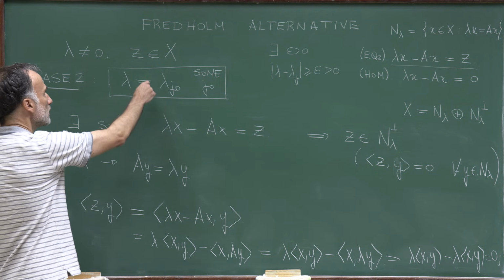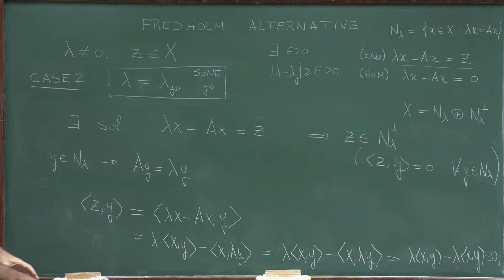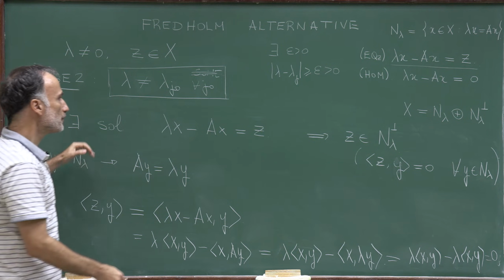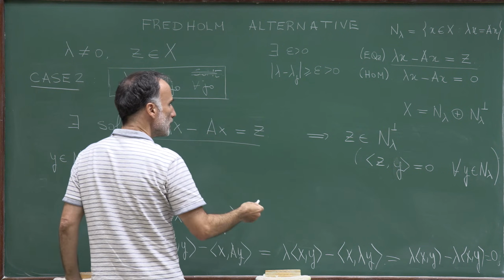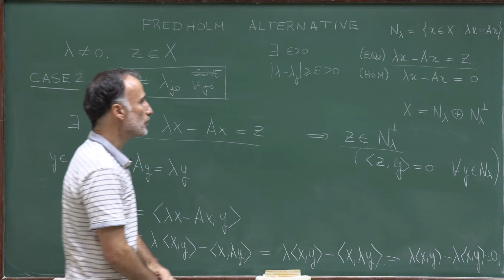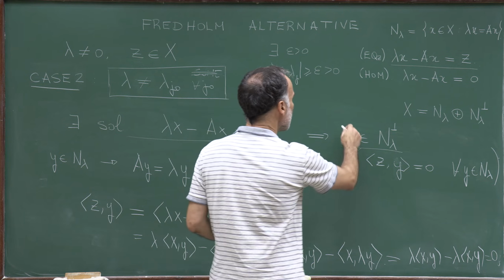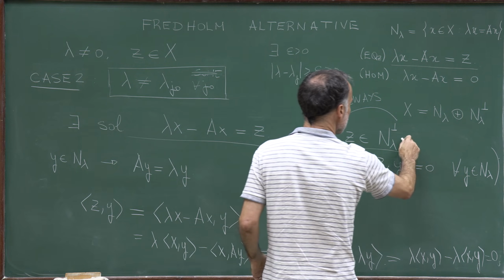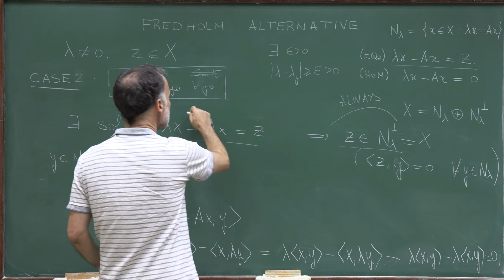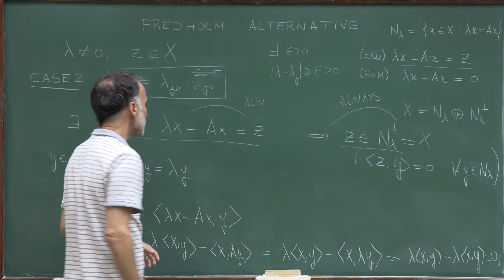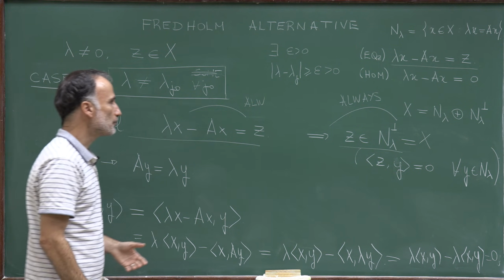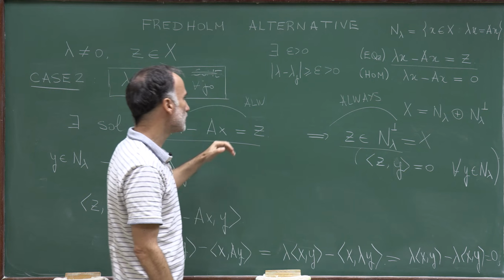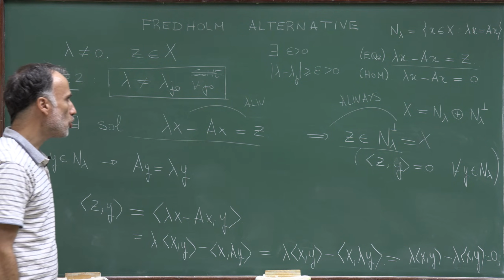On the other hand, if in case 1, lambda is different from lambda j for all j, then if there is a solution, but this is always true, then z belongs to the orthogonal, but this is also always true, because this space is equal to X. And this is always true because there is always a solution. So in case 1, the equivalence is trivial because both requirements always hold.